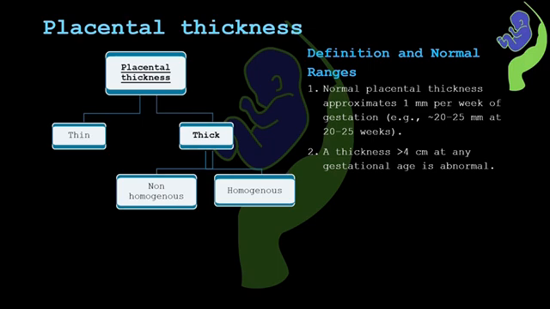Therefore, assessing placental thickness is important as it provides clinical clues regarding the underlying maternal, fetal and placental health. While measuring the thickness of the placenta, the measurement should be taken from the retroplacental space, excluding the myometrium, up to the inner surface of the placenta. This is the landmark for measuring.